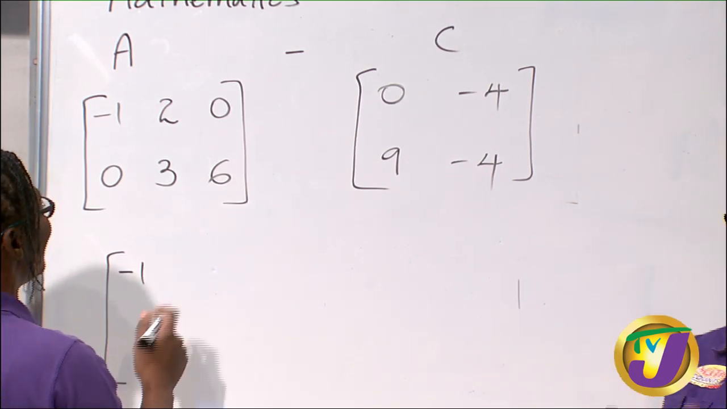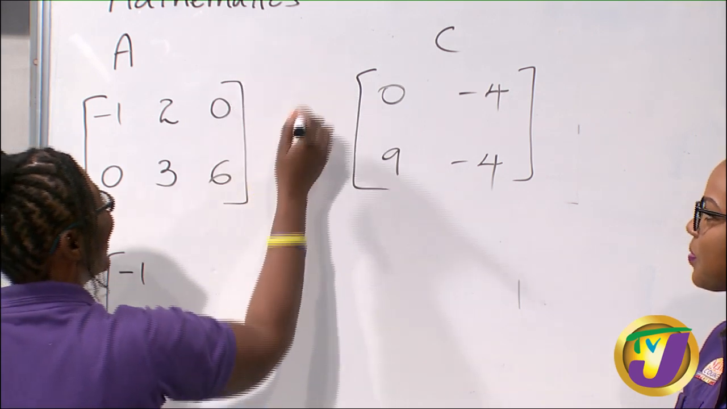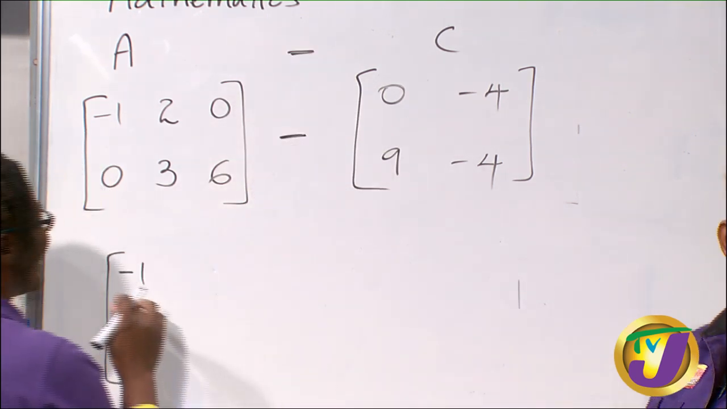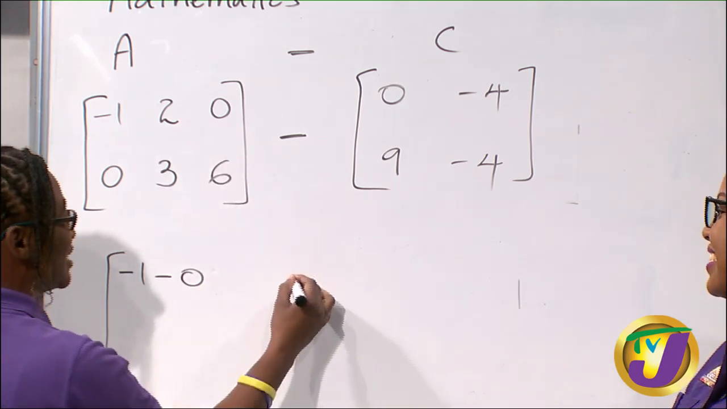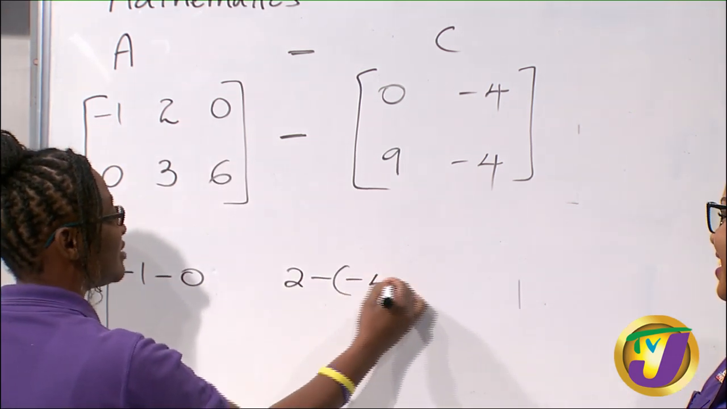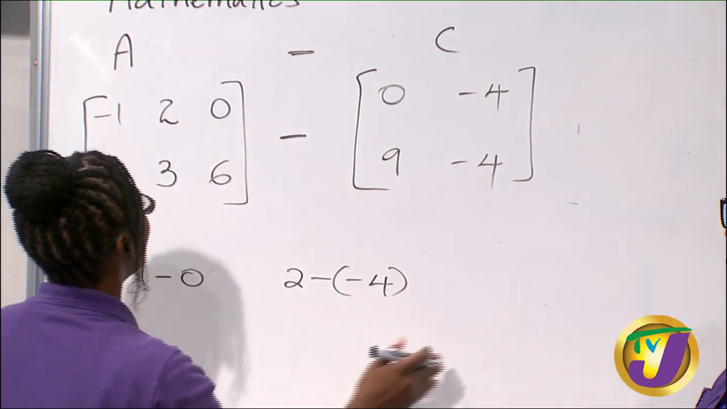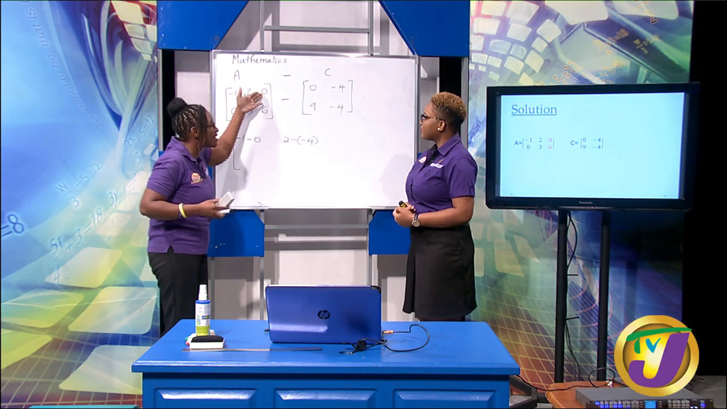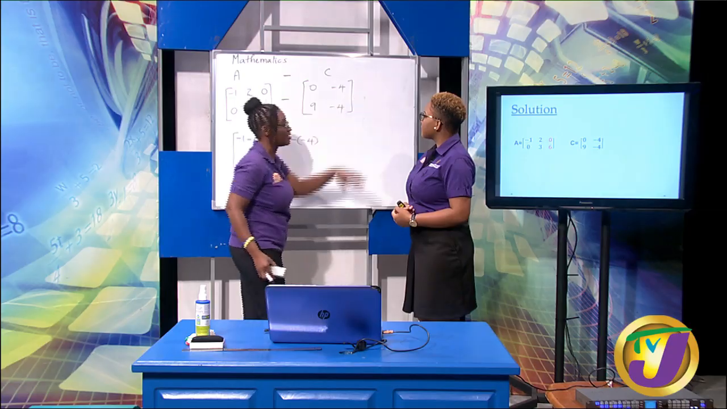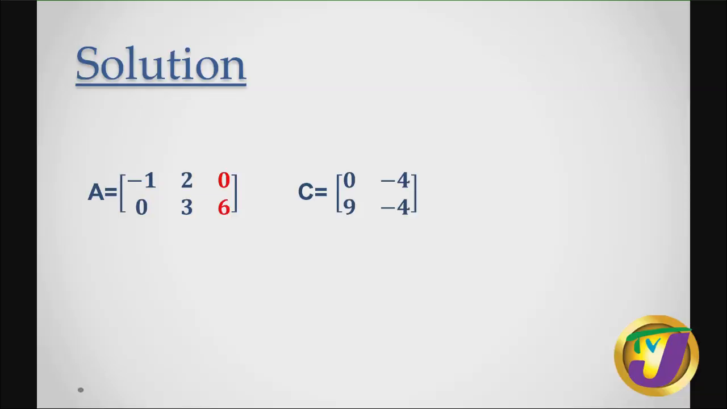Negative 1. Negative 1 minus 0. And 2 minus negative 4. Well, I have a problem. What am I going to be taking away from 0? I don't see anything over here.